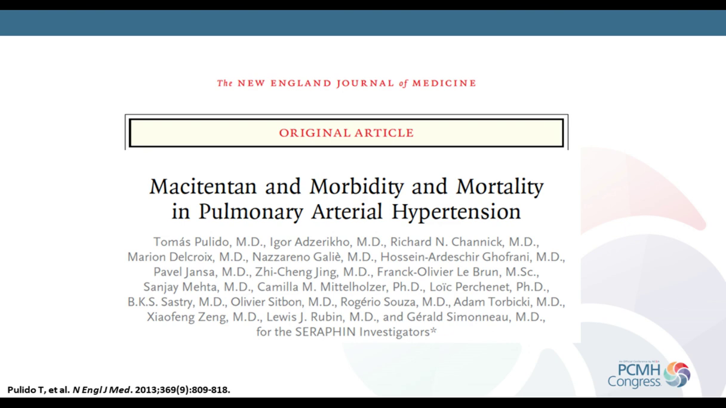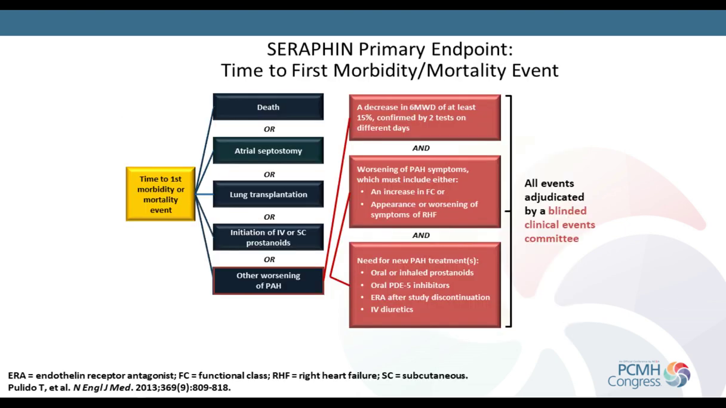This is macitentan. So this is one of the endothelin receptor antagonists. And this gives you a little taste of the kind of way we study these drugs now. So this was the endpoint that we were looking at. It's what we call a combined morbidity mortality endpoint. So if the patient had any one of those things occur, on the left there, that counted as an event. And that would be the end of the treatment arm, placebo arm, treatment arm for that patient. And that's how we did these studies.